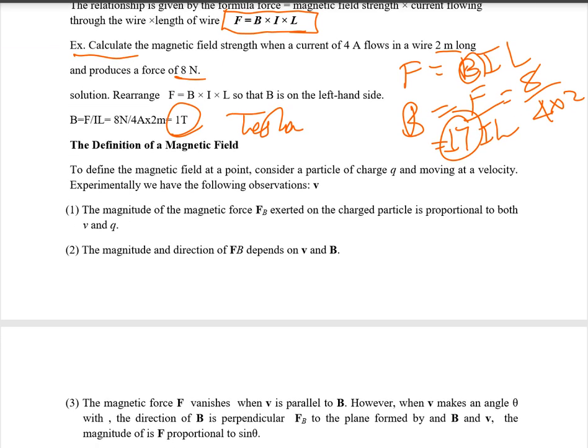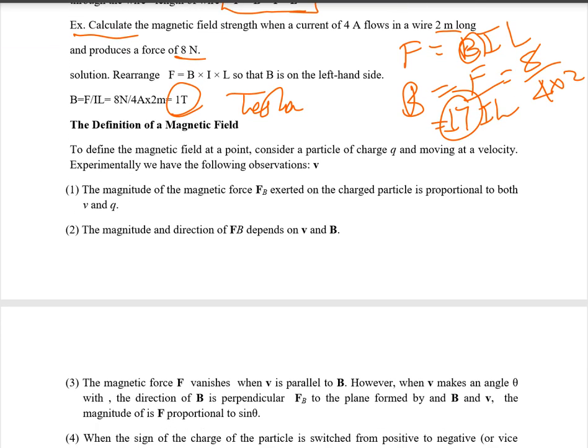The other thing is the definition of magnetic field. As I said, a magnetic field is a region where a magnetic force is experienced, and to define the magnetic field at a point, consider a particle Q moving at a velocity. Experimentally, we have the following observations. The magnitude of the force exerted on the charge is proportional to both V and Q.